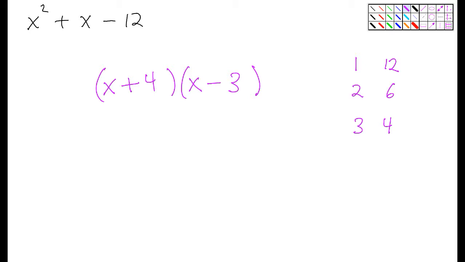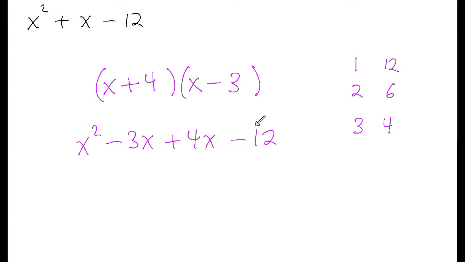And if we just FOIL this out, you'll see what's going on. X squared minus 3x plus 4x minus 12. I've got my x squared, I've got my minus 12, and these two terms add to give me 1. Let's try another trinomial.